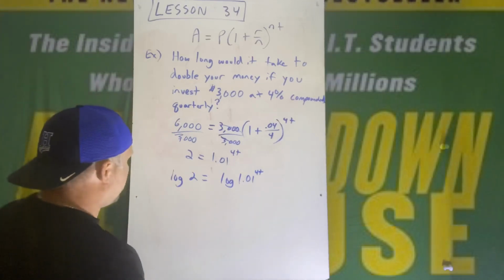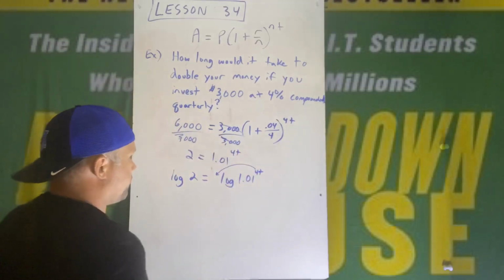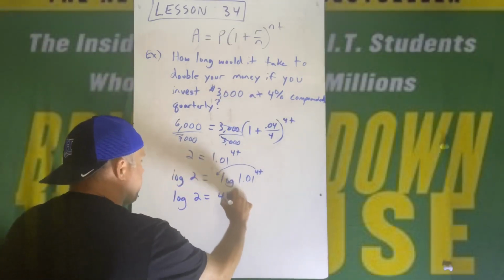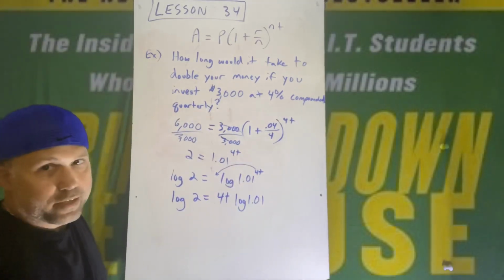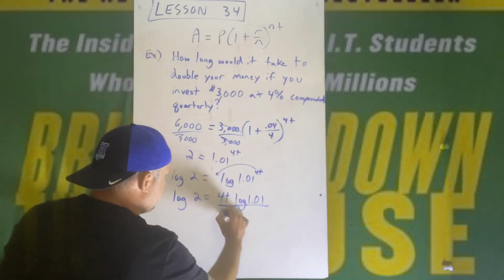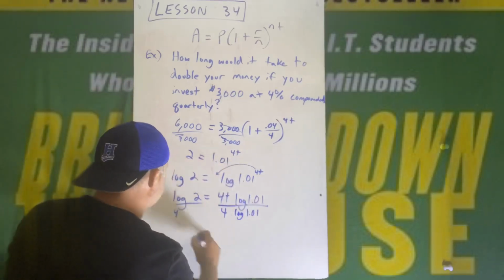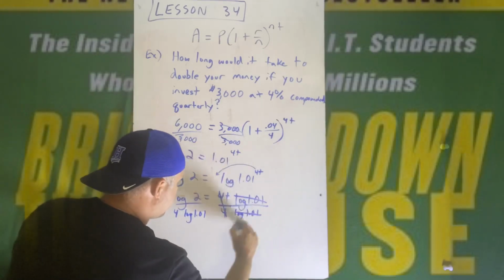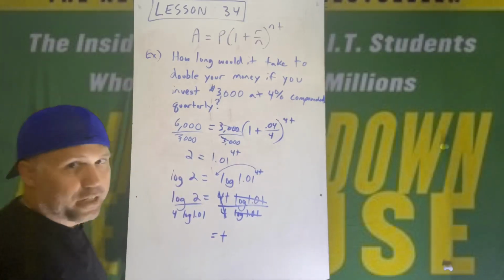The power rule of logarithms tells me that I can take this 4t right here and move it to the front of that log. We learned that in a previous lesson. So log 2 equals 4t times the log of 1.01. So I've moved the 4t to the front. Now how am I going to get t by itself? I'm going to divide both sides by 4, but I'm also going to divide by the log of 1.01 at the same time. And what that'll do is reduce those out and reduce those out, leave me with just a t. And so now I just need to figure out what this is all equal to on my calculator.